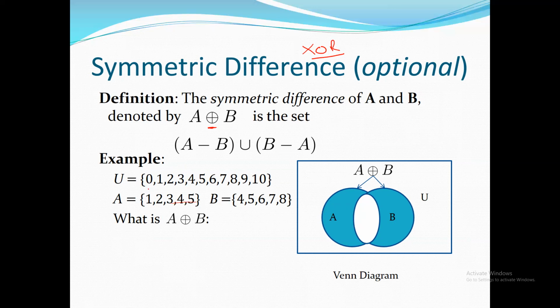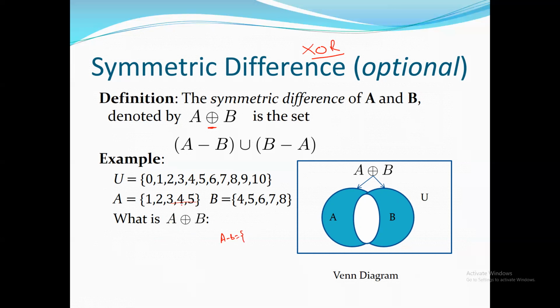So for example, if you have a universal set from 0 to 10 and you have A, that is 1, 2, 3, 4, 5, and B, 4, 5, 6, 7, 8, compute the elements of A symmetric difference B. First of all, we need to compute A minus B. Let me just write it over here. A minus B is what we have computed in the previous slide as well.